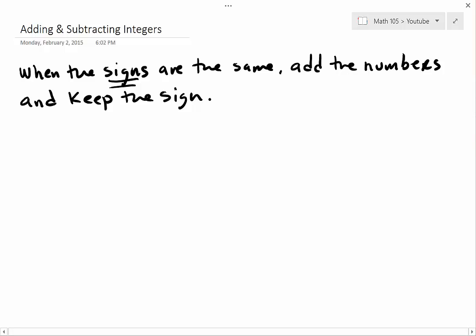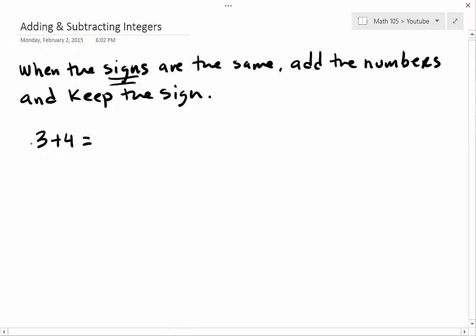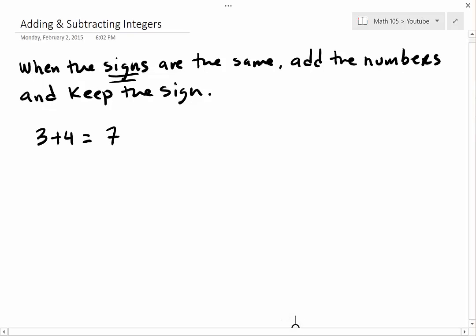Alright, so for example, something like 3 plus 4. These have the same sign. This 3 is really a plus 3, but we don't show it. So 3 plus 4, we know it's 7. Here's another one. How about negative 3 plus negative 7?